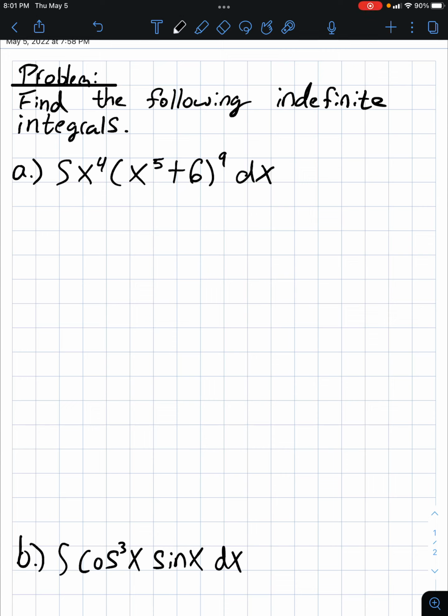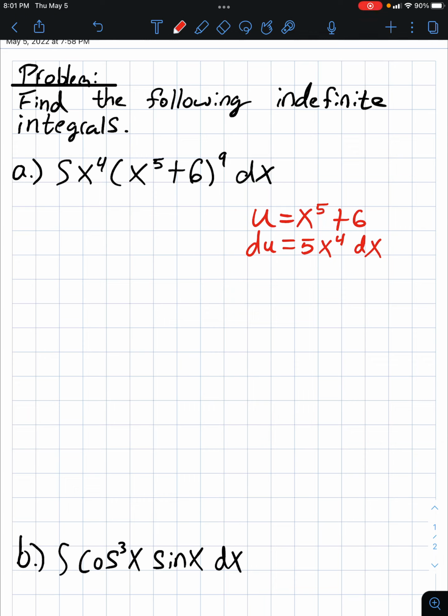So in part A, what will be our u? U is going to be equal to x to the fifth plus 6. Therefore, our du is going to be equal to, taking the derivative of u, 5x to the fourth dx.